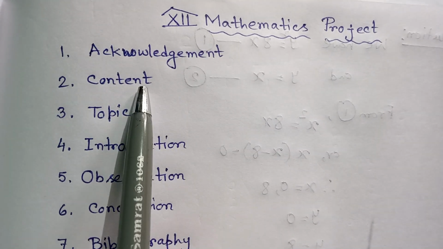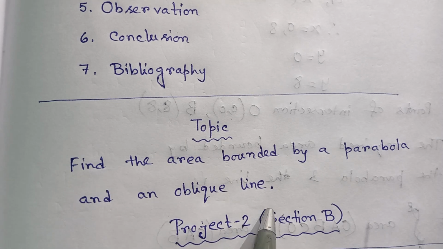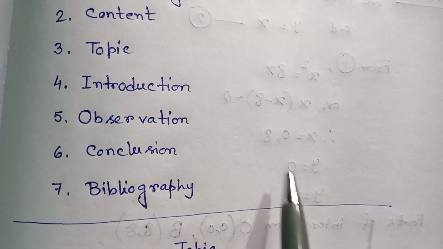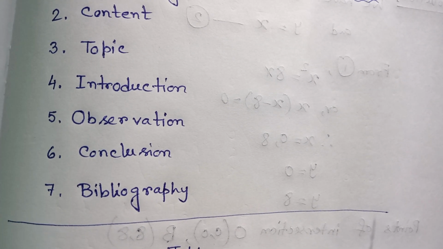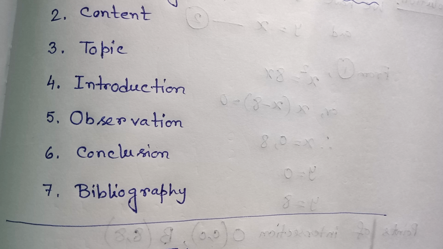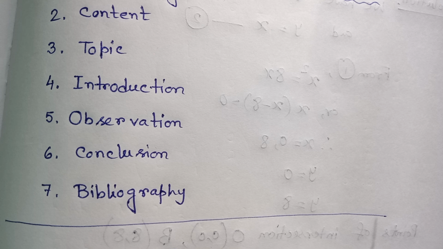Next page will be content, next page will be topic, where you give a heading and write this topic. Next page will be introduction. In the introduction you write: in geometry we learned some formulas to calculate areas of various geometrical figures such as triangles, quadrilaterals, polygons and circles, etc., which are very useful in many real life problems.